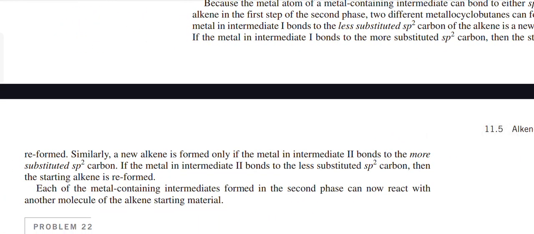Similarly, a new alkene is formed only if the metal in intermediate second bonds to the more substituted sp2 carbon. If the metal in intermediate second bonds to the less substituted sp2 carbon, then the starting alkene is reformed. Each of the metal-containing intermediates formed in the second phase can now react with another molecule of the starting alkene.